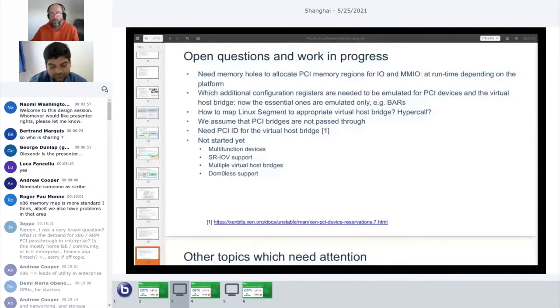So we are thinking that we need to create those regions at some sort of runtime, and that can also depend on the platform. As I already said, the memory is differently populated in different platforms. So we need to do that at runtime and not have some constants.